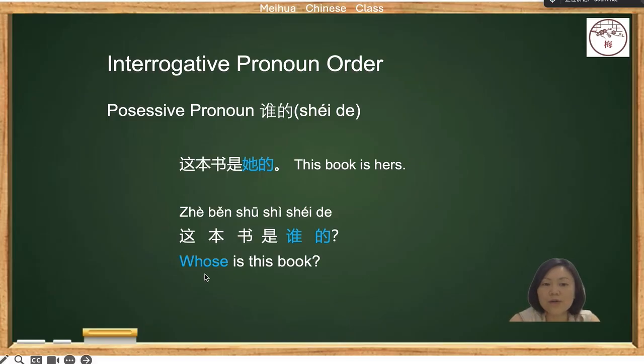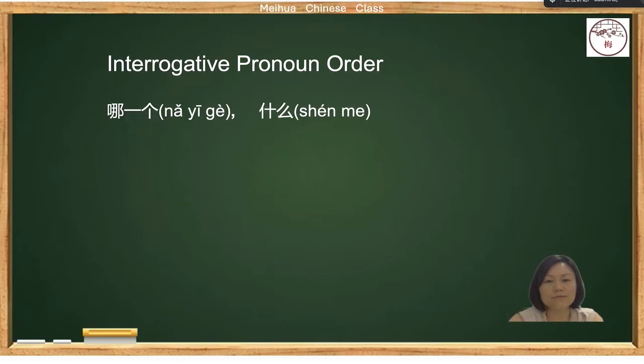However, in English, we should always bring the interrogative pronoun to the beginning of the sentence. So in English, it's whose is this book? See, the order is totally opposite to the order in Chinese. So this is a very important part between Chinese and English.